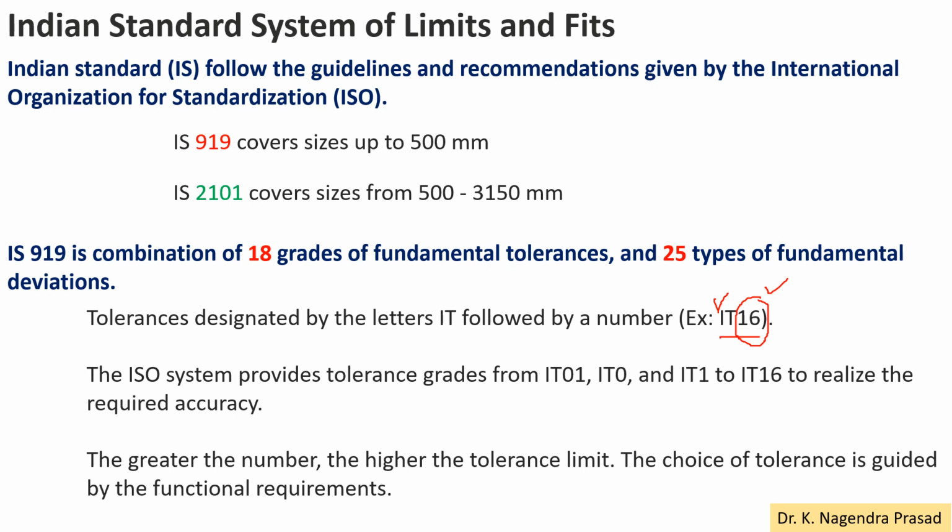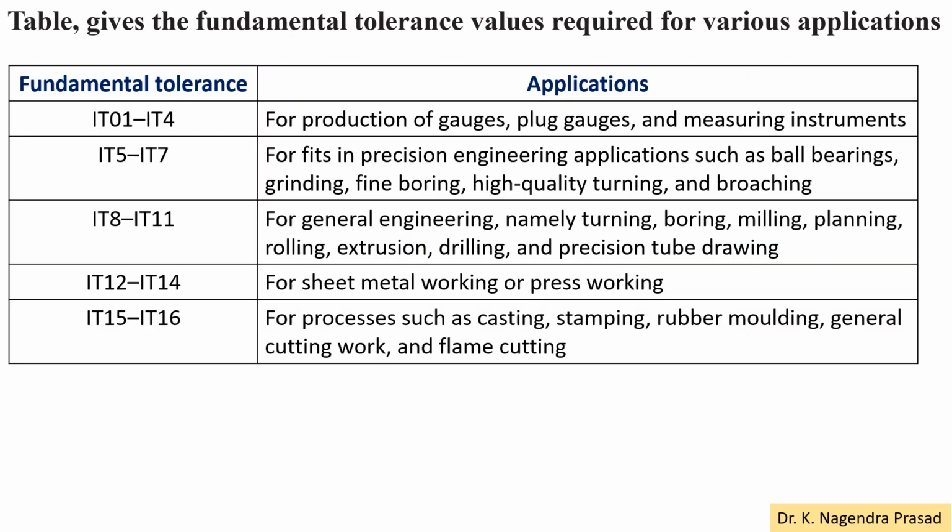So we have the 18 grades of fundamental tolerances, that is IT01, IT0 and IT1, IT2, IT3 up to IT16. And moreover, here to observe, the greater the number, the higher the tolerance limit, and this tolerance value is guided by the functional requirements. So based on the requirements, its tolerance value will change. Let's see the following table. Various tolerance values are required for various applications.